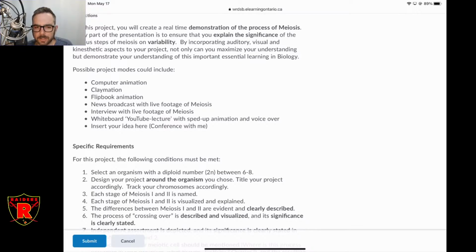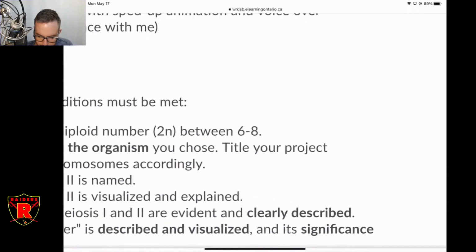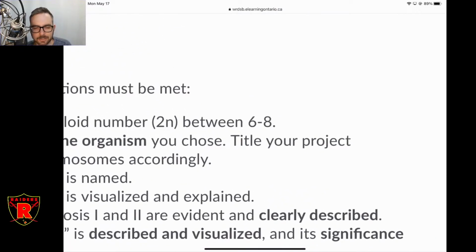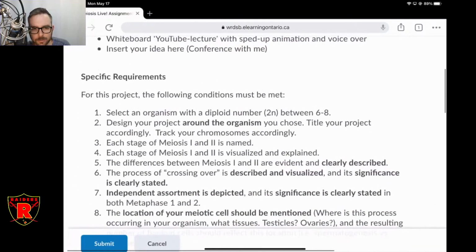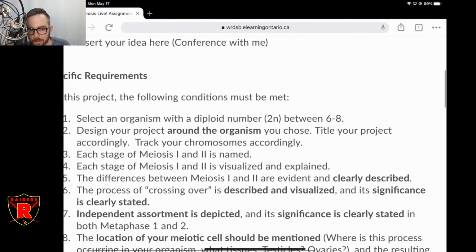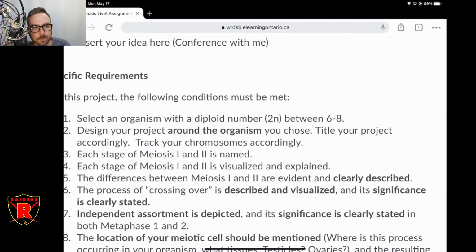But you're going to pick an organism that has a 2n number between 6 and 8. Okay? If you're looking for an organism, you can honestly just Google organisms by chromosome number. Easy. You have to pick a eukaryote. You can't pick prokaryotes for this because they don't do this. They don't sexually reproduce, so they don't have meiosis. So you have to pick something that sexually reproduces.